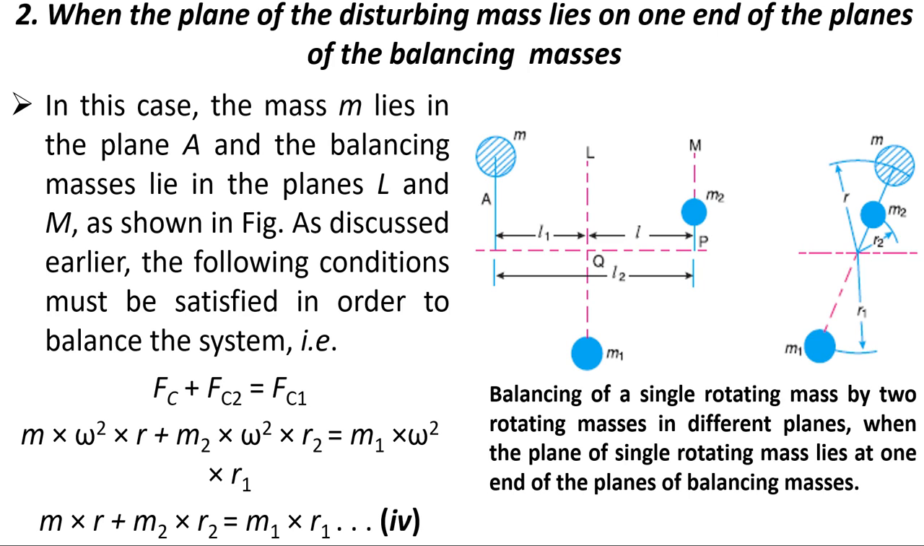So here, if we want the condition for the system to be balanced, Fc plus Fc2 should be equal to Fc1. So this condition you have to achieve. Substitute the values of m into omega square into r for Fc, Fc2 and Fc1. So you get the equation m into r plus m2 into r2 equal to m1 into r1. Let us call this equation 4.